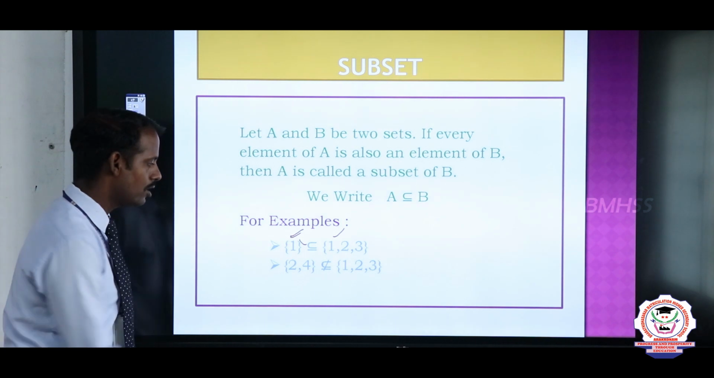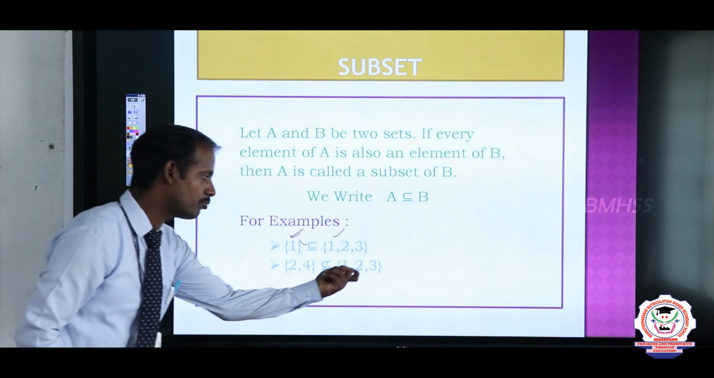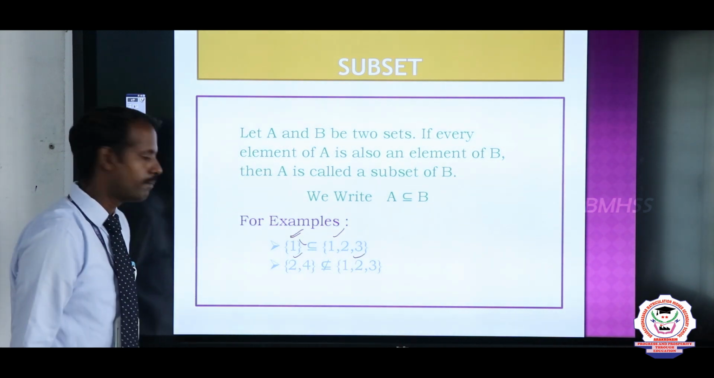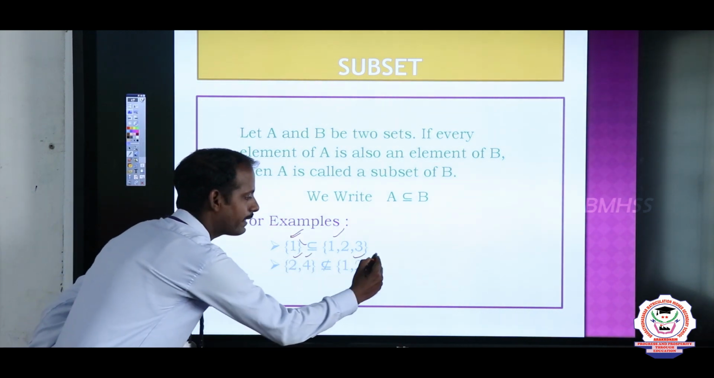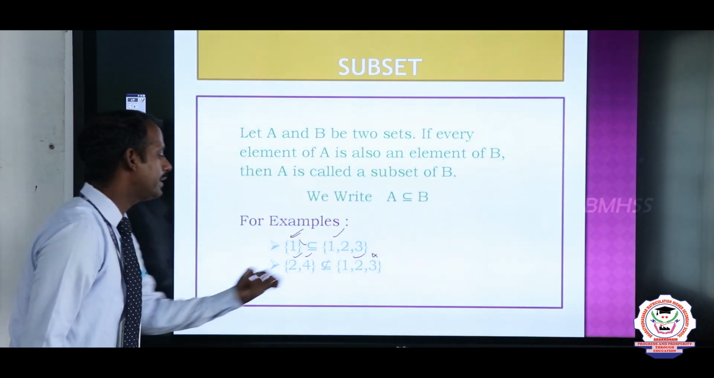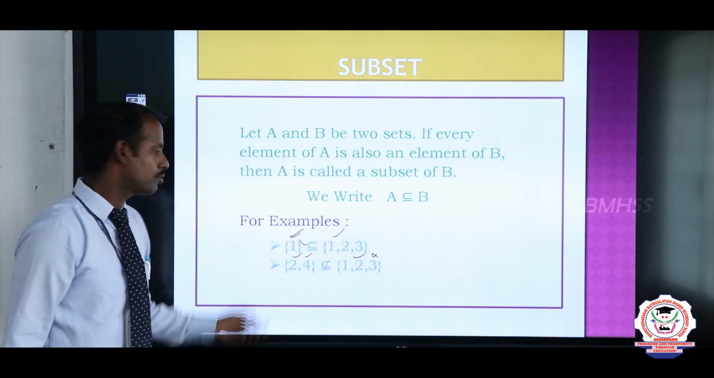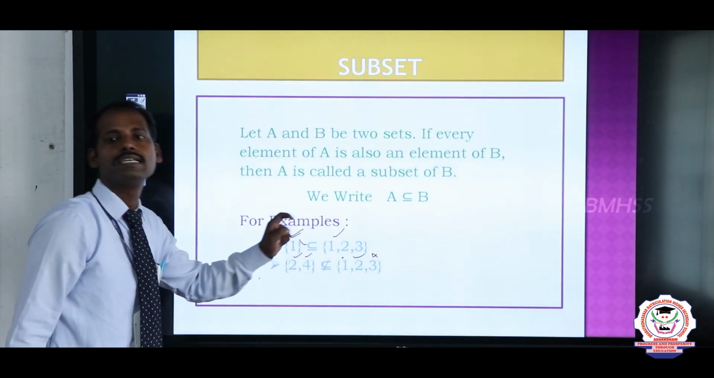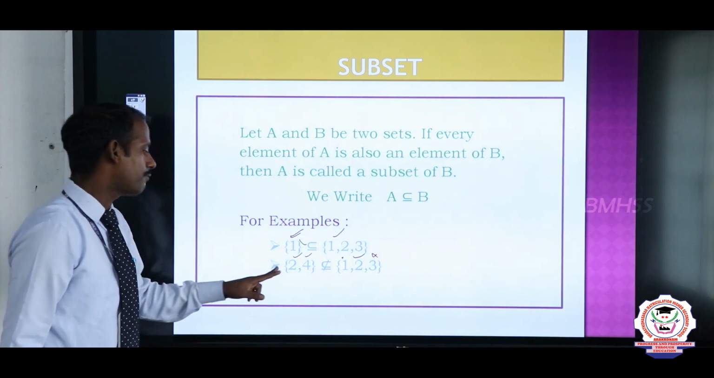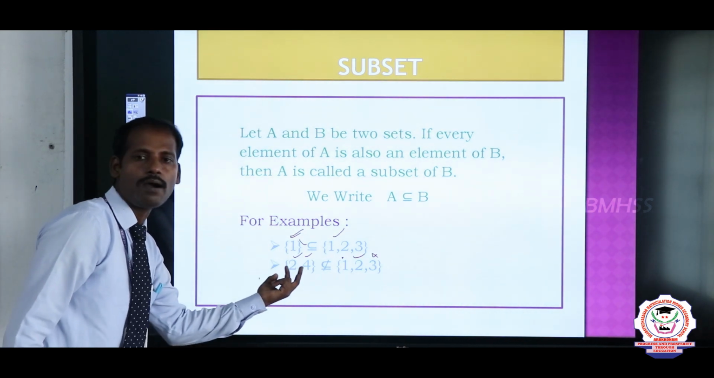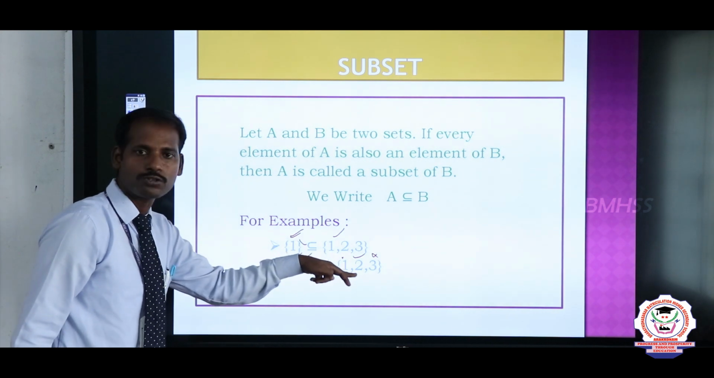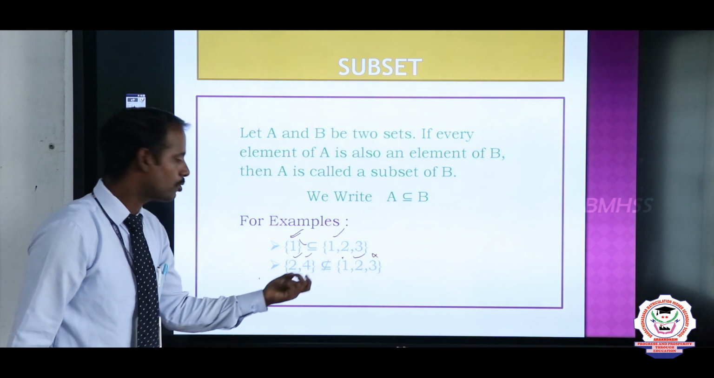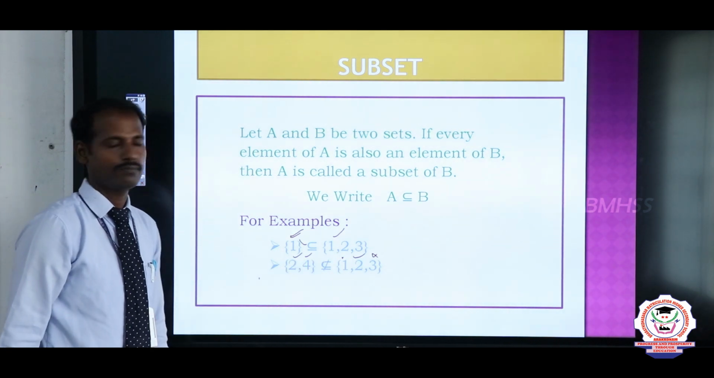Another example: {2, 4} and {1, 2, 3}. Here 2 is in B, but 4 is not there in set B, so it is not a subset. A subset means every element of set A is also an element of set B. Here, 2 belongs to the other set, but 4 does not belong to {1, 2, 3}. So it is not a subset.